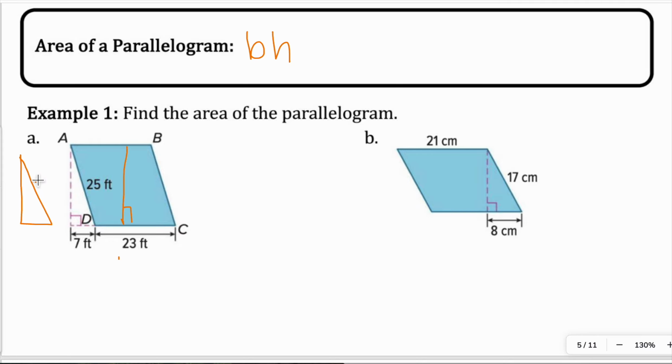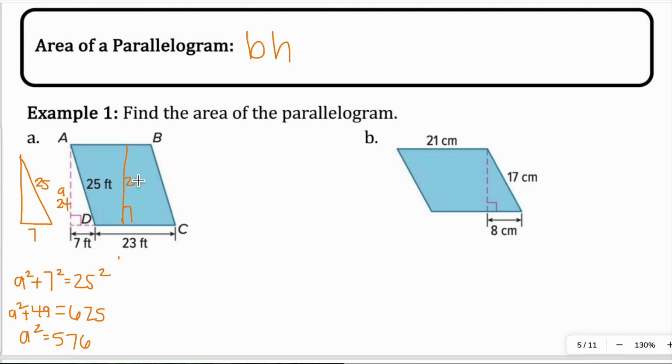So what I'll do is I'll think about this triangle here with a hypotenuse of 25 and a leg of 7. So if I do 25 squared, or a squared plus b squared equals c squared type of deal. So 25 squared is 625, and 7 squared is 49. And then I subtract 49 from 625, I'm going to get 576. So the square root of 576 is 24. So that means this is 24, which means my height is 24.